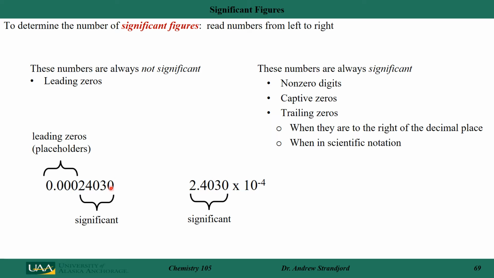This one is uncertain. If I were to report that number in scientific notation, I have to include all 5 of those digits. So 1, 2, 3, 4, 5 raised to the minus 4th power. And those are the 5 significant digits.